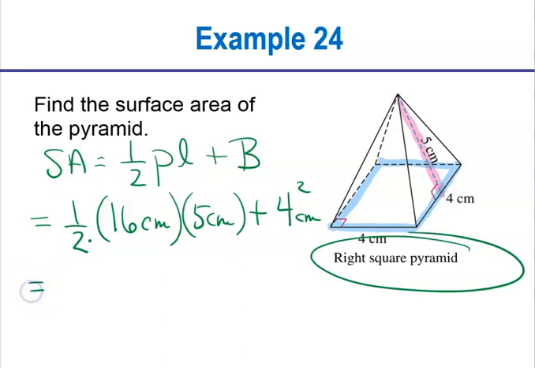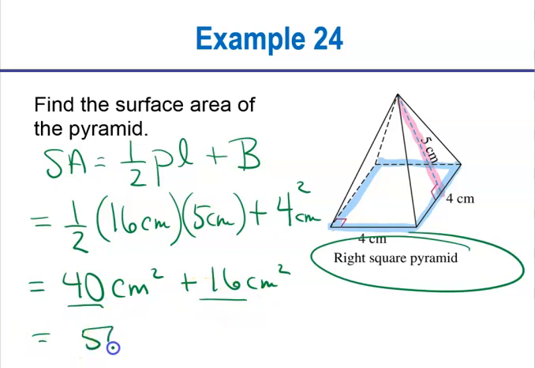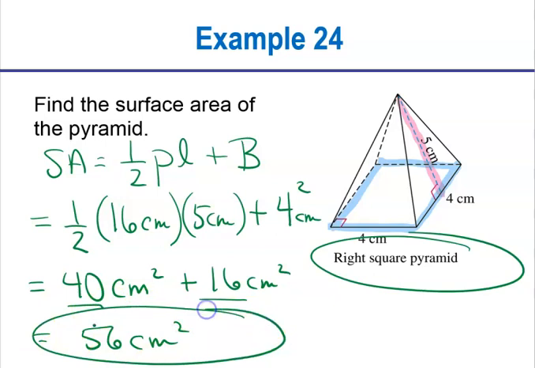Okay, so 1/2 times 16 is 8, times 5 is 40. And remember, centimeters times centimeters is centimeters squared. Plus 4 centimeters squared is 16 centimeters squared. And if these are both centimeters squared, that means I'm allowed to add this 40 and this 16 together to get 56 centimeters squared. And that is the surface area of our pyramid.